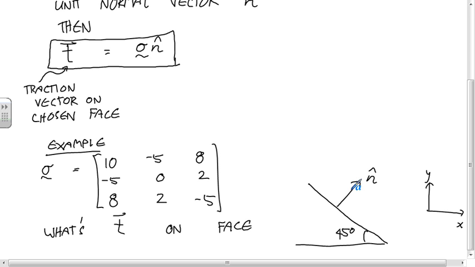135. And then we have to go clockwise 90, so subtract 90 from that. And that tells us that this is at 45. So that unit normal is going to be cosine of 45, sine of 45. Okay? So just like that. It's a little smart. But don't make the sound effects.